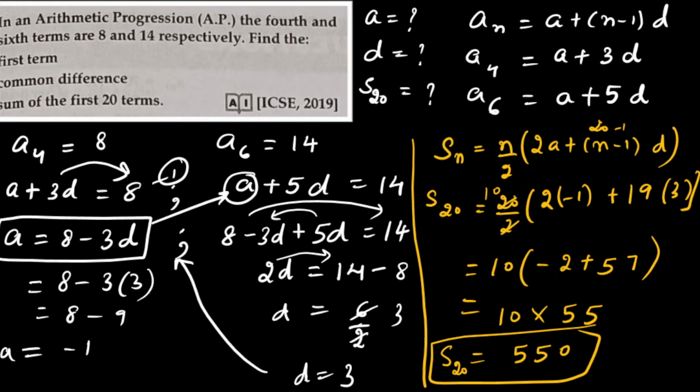So the same answer most of you are getting. A is equal to minus 1, D is equal to positive 3, and the sum of 20 terms is also positive 550. So here we have completed this question as well. So let's do the last question of today's class.